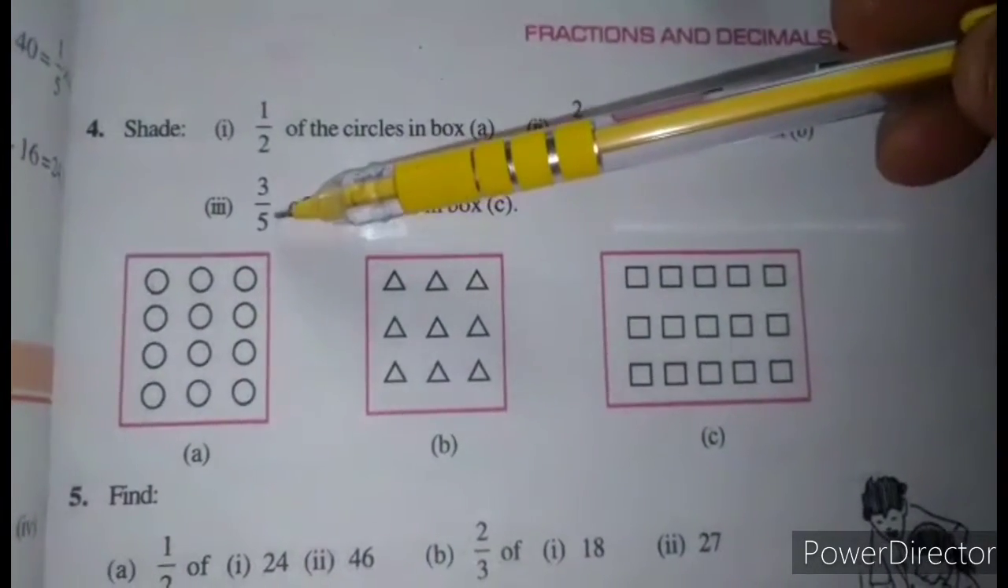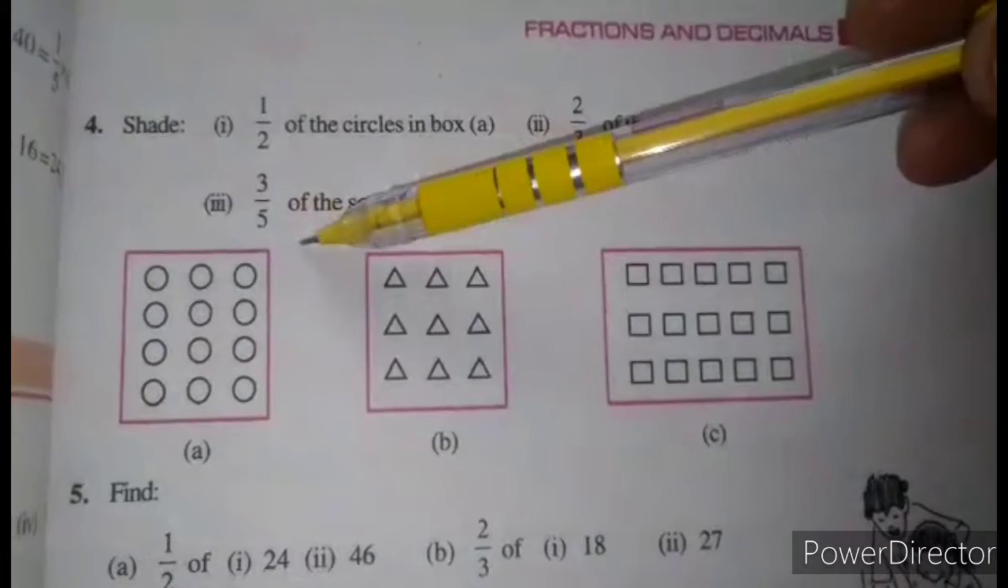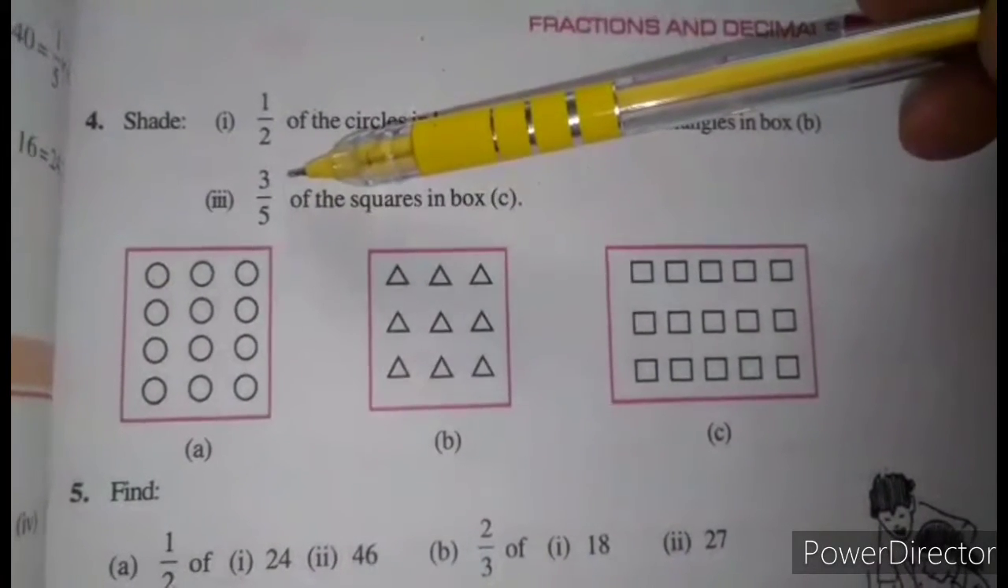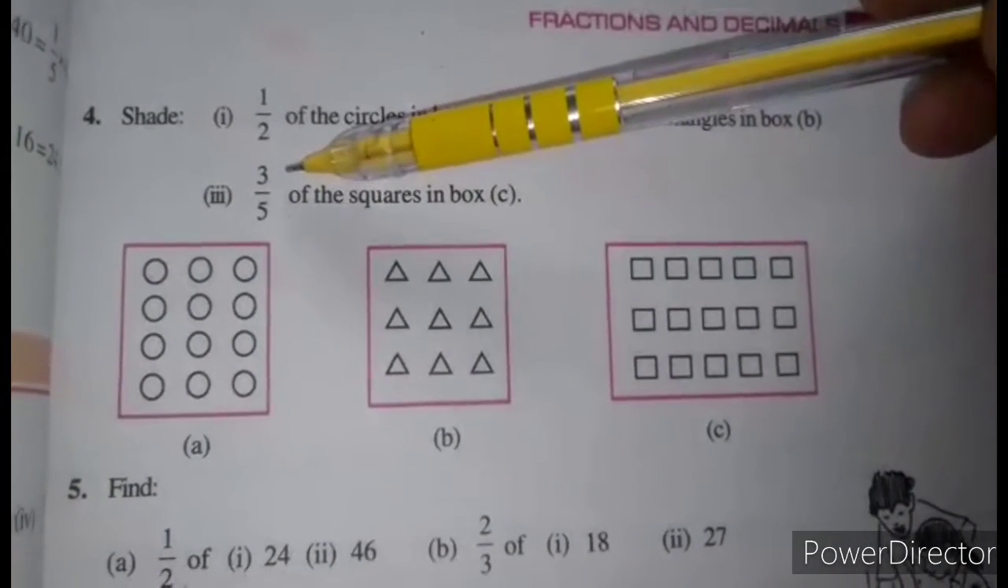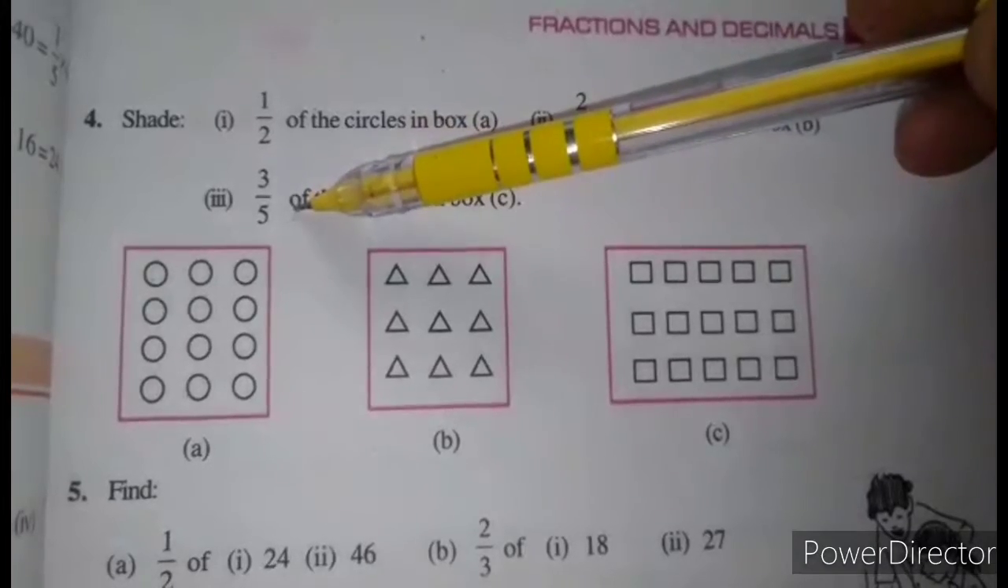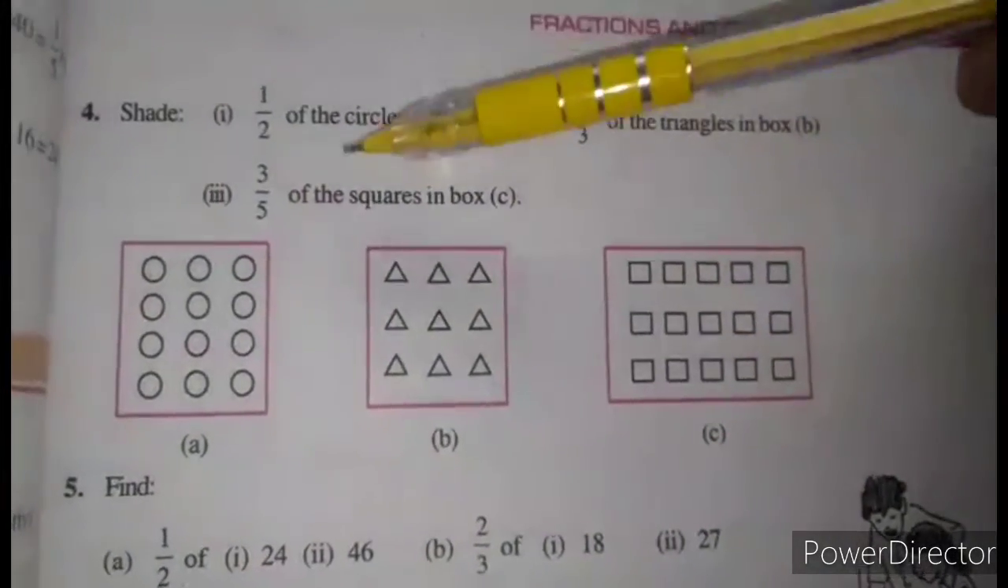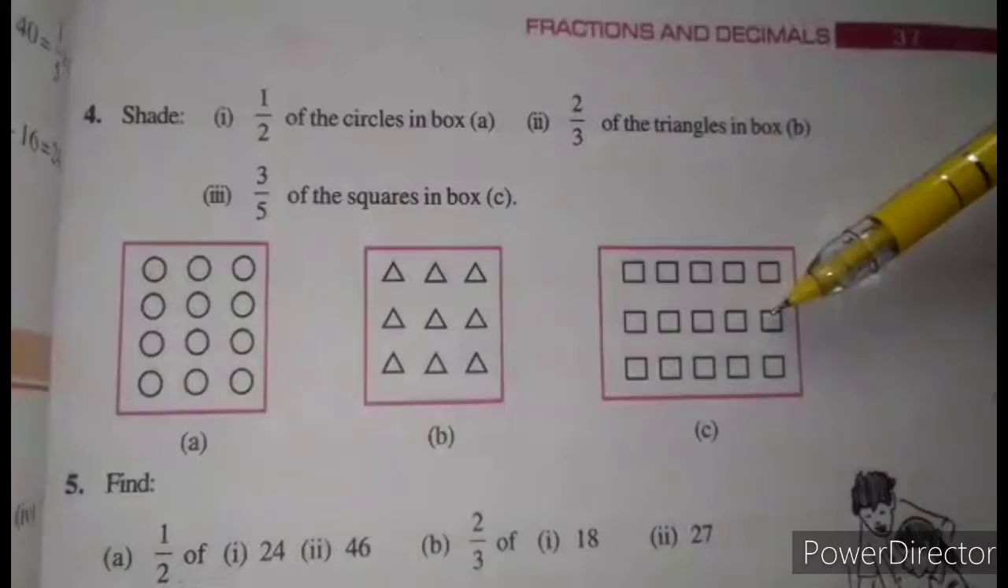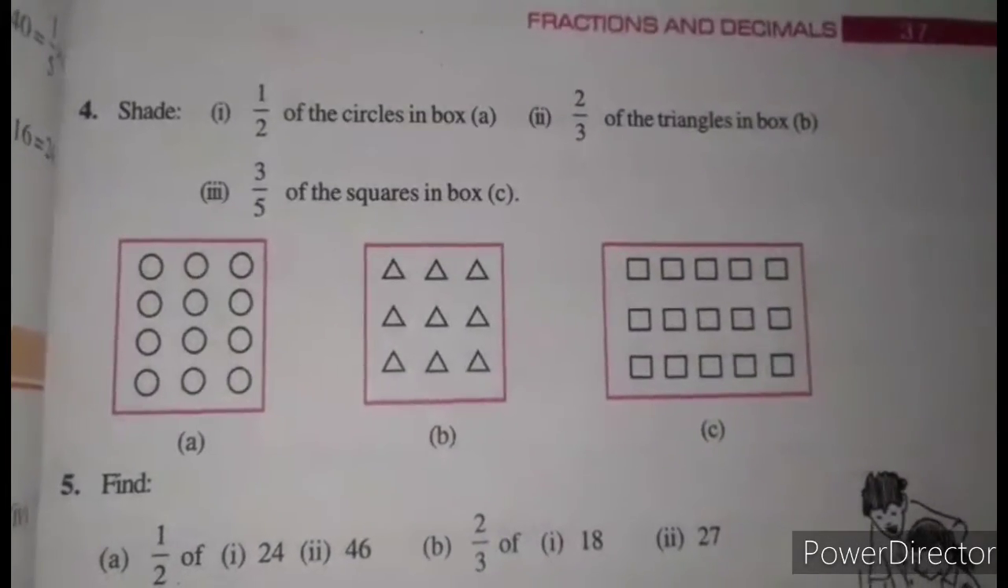We will get 15. With 3, if we multiply the denominator by 3, then we also need to multiply the numerator by 3. So we will get 9 upon 15. 15 are the total squares and 9 we have to shade. I am showing you how to solve this.